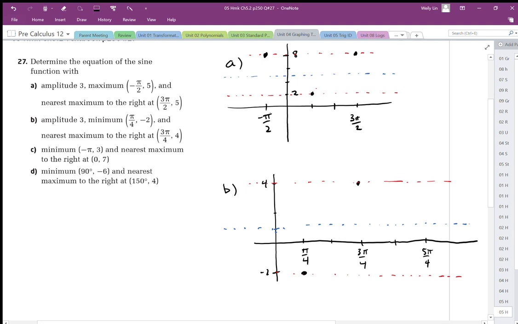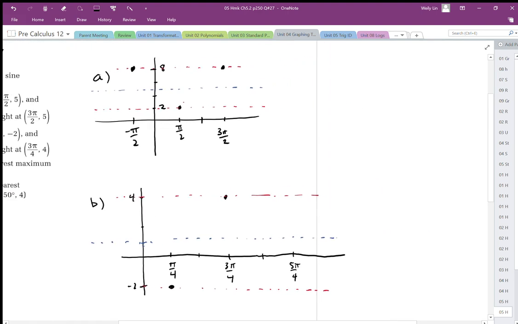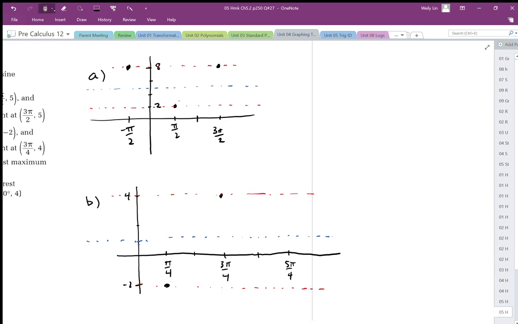So if we average out negative pi over 2 and positive 3 pi over 2, we can just add them together and divide by 2. And that's going to give us pi over 2, or 1/2 pi, as the minimum point. So to write the equation for this, we need the amplitude. Actually, we have the amplitude, don't we? So we need the middle point.